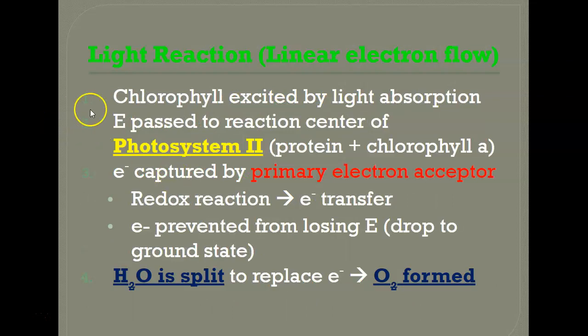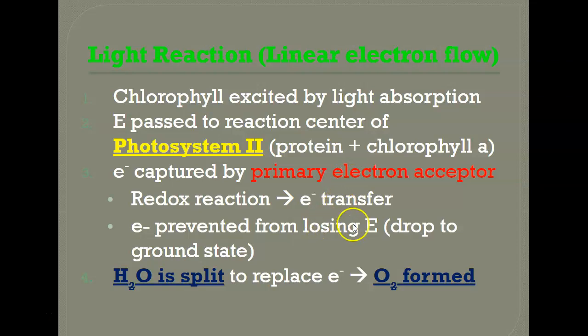So chlorophyll, the pigment, gets excited by the light photons hitting the pigments. And those electrons get really excited and move up and are passed along. Again, photosystem 2 happens before photosystem 1. And those excited electrons make their way eventually to the primary electron acceptor. And what that does is it causes a redox reaction. That electron acceptor gets reduced, and electrons will become transferred.